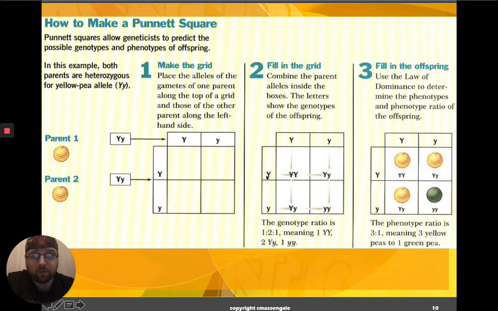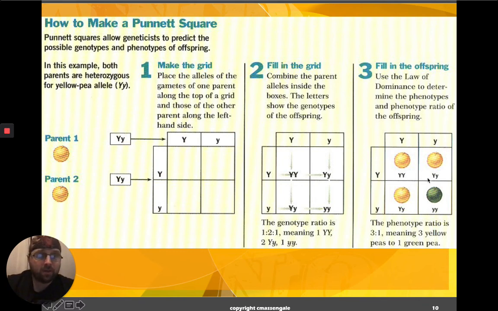How do you fill in the grid? Let's check this out. We take the y over, we bring a y down. We take this y over, we bring the other y down. This y over, this y down, y over, y down. And what we get in the grid is all the possible genetic combinations, or genotypic combinations, that are possible.